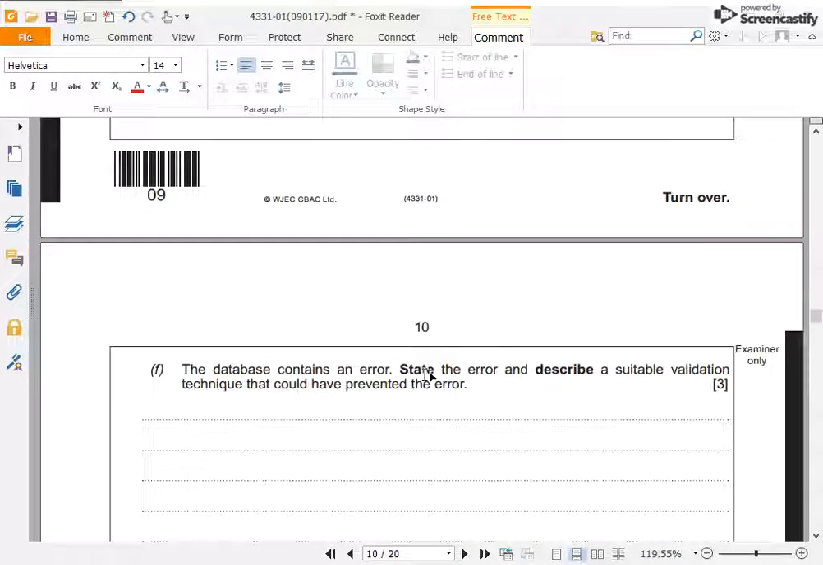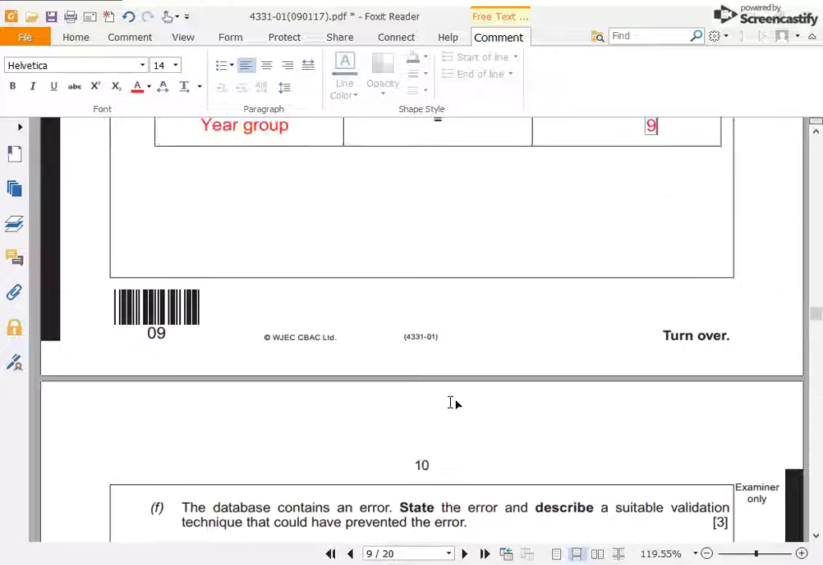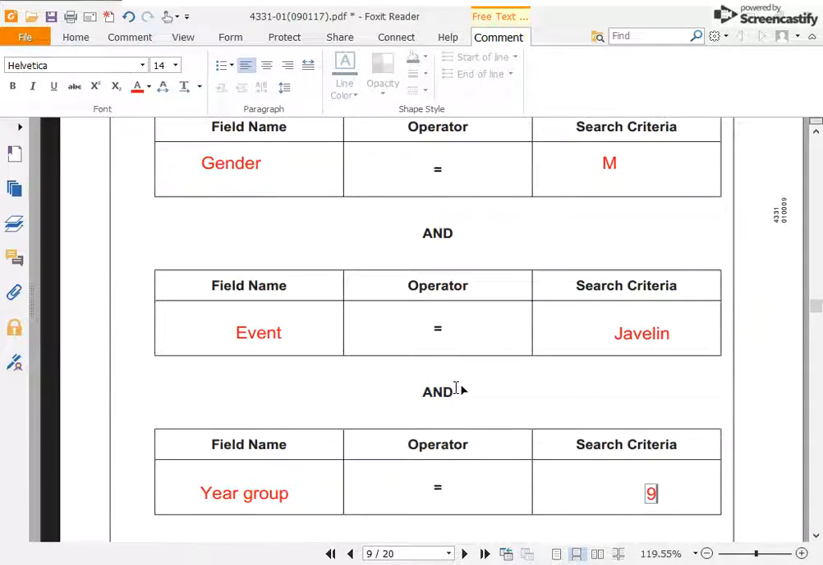All right. Next up, the database contains an error. State the error and describe a suitable validation technique that could be used to prevent the error. And there's 3 marks going for that. So we need to look for an error and then suitable validation that could be used. It just doesn't want you to just say the validation, it wants you to give a bit more detail. Okay, so let's have a little look for the error.